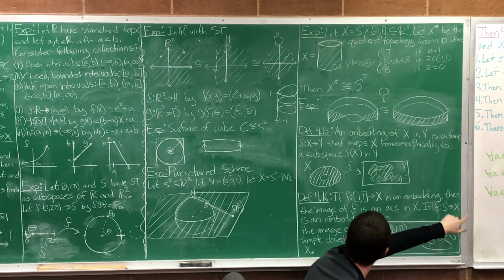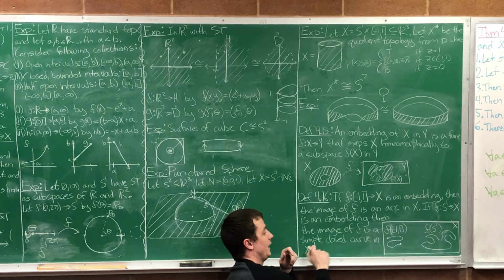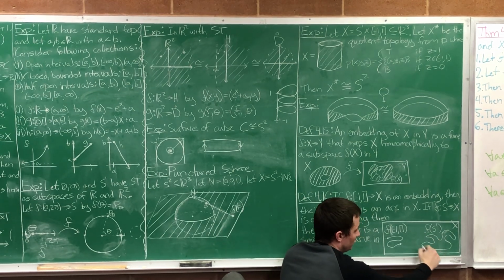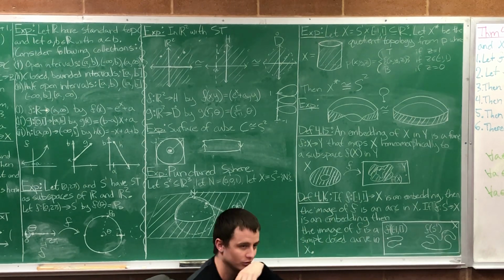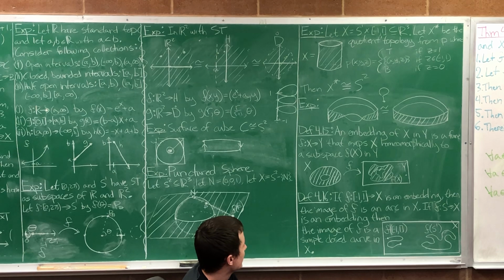And then if f from S1 to X is an embedding, then the image of f is called a simple curve in X. That's one that's very useful in complex analysis. That's calculus with complex numbers. We use simple curves a lot.